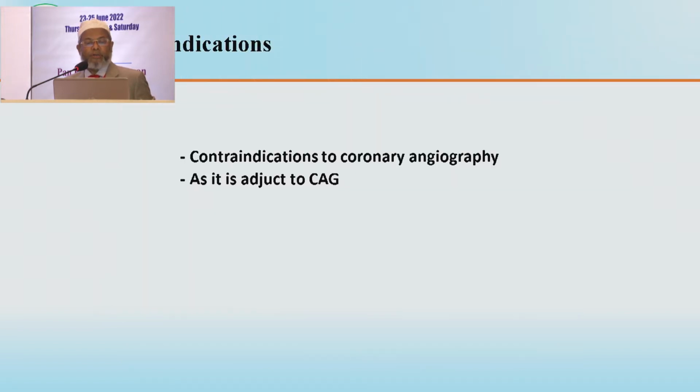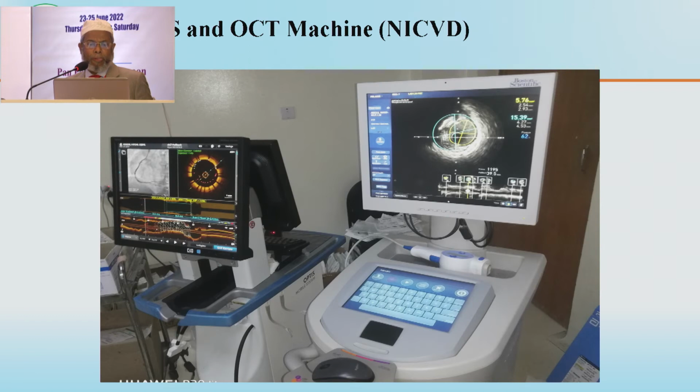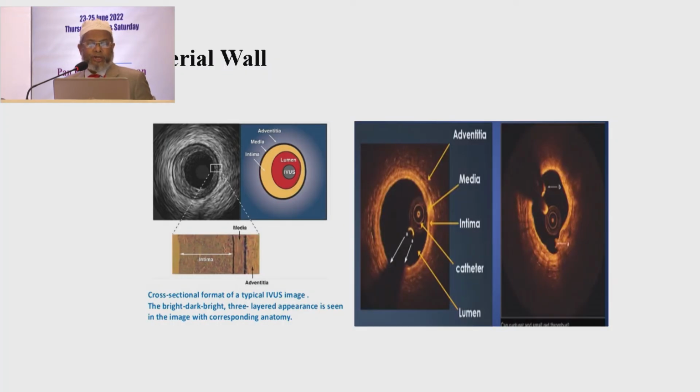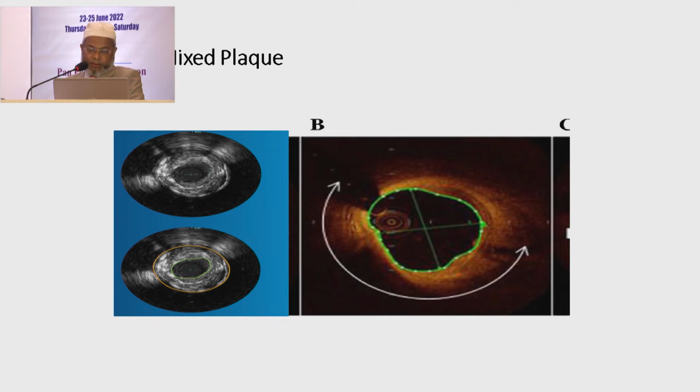And there is virtually no contraindication for OCT imaging, only the contraindications to coronary angiography. If you cannot do coronary angiography, there is no question of imaging. And the IVUS and OCT machines, on the left panel and right panel, all of you know and have seen in our institute. And the normal arterial wall, you see on the left panel, by IVUS, and on the right panel, the normal arterial wall by OCT. And concentric mixed plaque, you see, this is concentric mixed plaque by IVUS, and this is concentric mixed plaque by OCT.